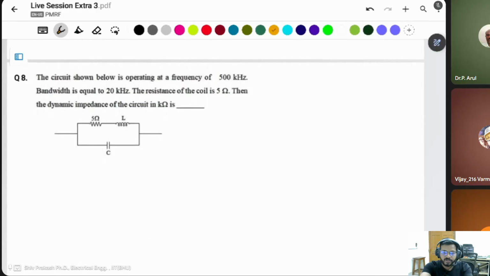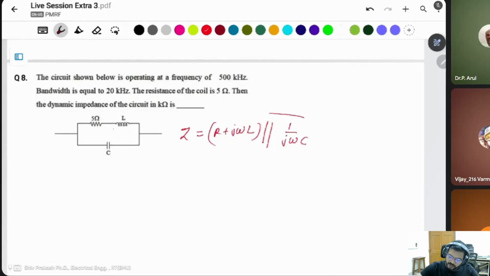In the previous class I solved this question by using the long method. If an RL series circuit is connected in parallel with a capacitor, then how can you find the value of the dynamic impedance? If you want to find the impedance, Z is equal to R plus j omega L in parallel with the capacitor, 1 upon j omega C.